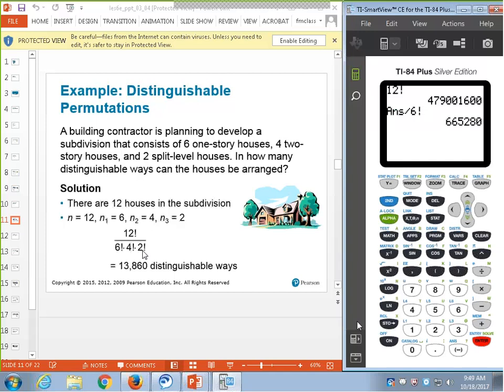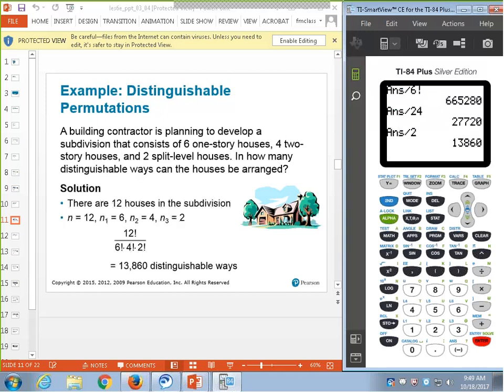Now, 4 factorial is what? So we don't have to go back to 4 factorial. 4 factorial is 4 times 3 times 2 times 1, which is 24. So let's just use 24. We know what it is, right? We'll save a few keystrokes. So now we're going to take that answer, divide by 24, right? And then 2 factorial is what? 2 times 1, which is 2. That happens to be just 2. So divide by 2, and you get 13,860 distinguishable ways. Okay?